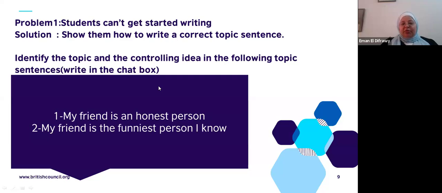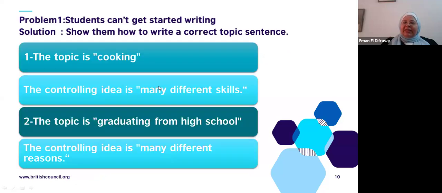But is this enough? What do you think? By giving them an example. Is this enough? What do you think? So no, very good. It's not enough. Actually, they need more practice. True. Well done, all. They need more practice. So what you can do is give them some topics and some controlling ideas and ask them to form a sentence, okay, as a kind of practice.